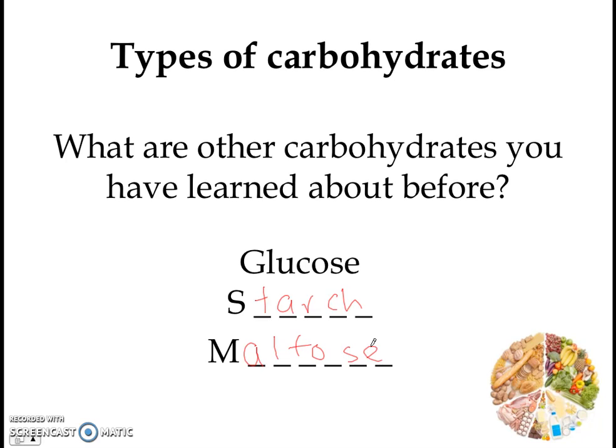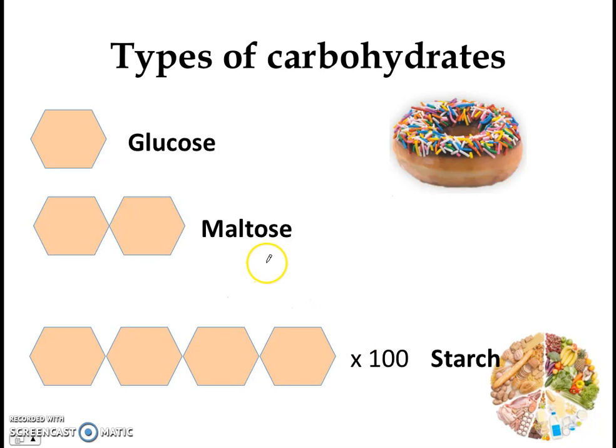Now here's a diagram of glucose, starch, and maltose. So hopefully you also remember that glucose is kind of the simplest form of carbohydrates, just got one kind of ring, and maltose is made out of 2 glucose molecules, and starch is made out of many hundreds and thousands of glucose molecules altogether. I want to introduce you a simple way of classifying carbohydrates.